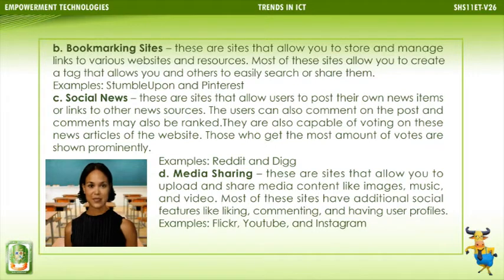C. Social news. These are sites that allow users to post their own news items or links to other news sources. The users can also comment on the post, and comments may also be ranked. They are also capable of voting on these news articles of the website. Those who get the most amount of votes are shown prominently. Examples: Reddit and Digg.